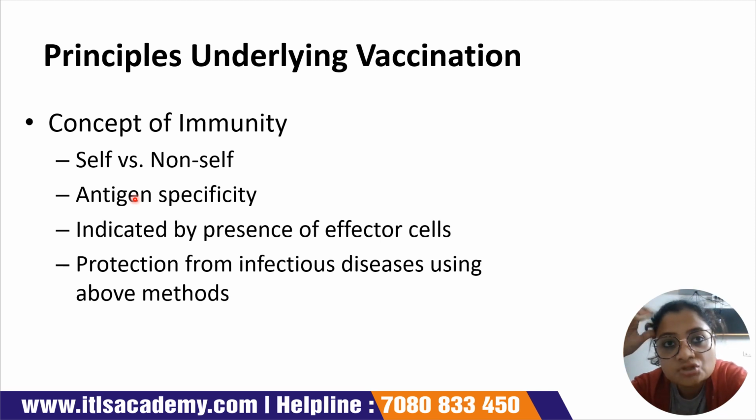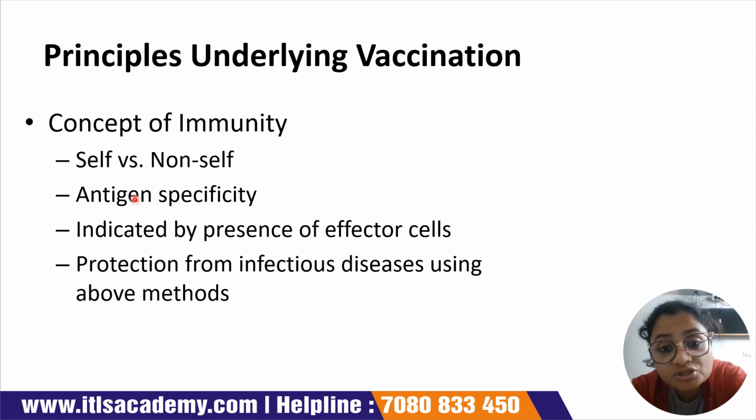So self versus non-self means the ability of our immune system to distinguish between what is self and what is non-self. So self means which is khud ka, apna. The body will never elicit an immune response against the self tissues or the self cells of the body. Say for example, the body will not go and produce antibody against our own heart, or against our own lungs, or against our own stomach.